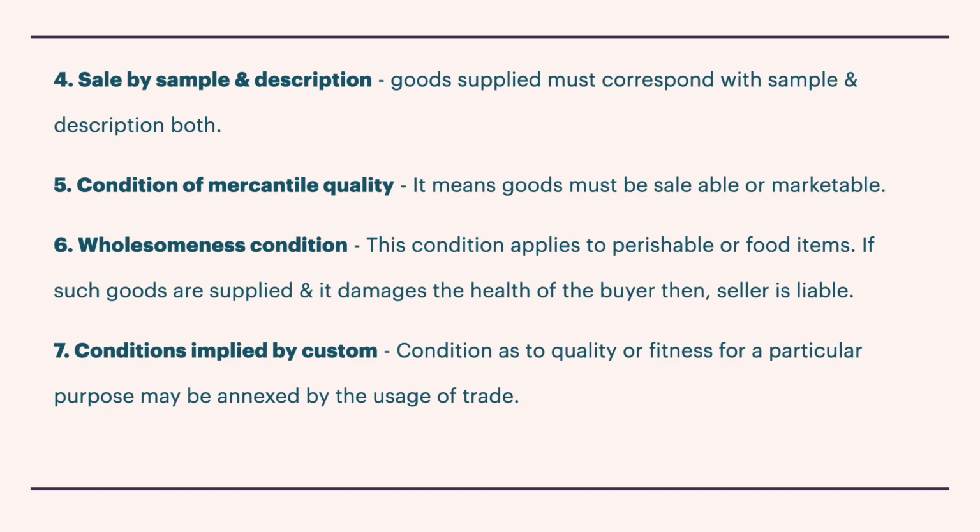Number 5, condition of mercantile quality. It means goods must be saleable or marketable. Now, a simple example: a wholesaler is the person who has the same kind of goods in a very large quantity, correct? And a retailer is the person who has different kinds of goods in a smaller quantity. Is that right?